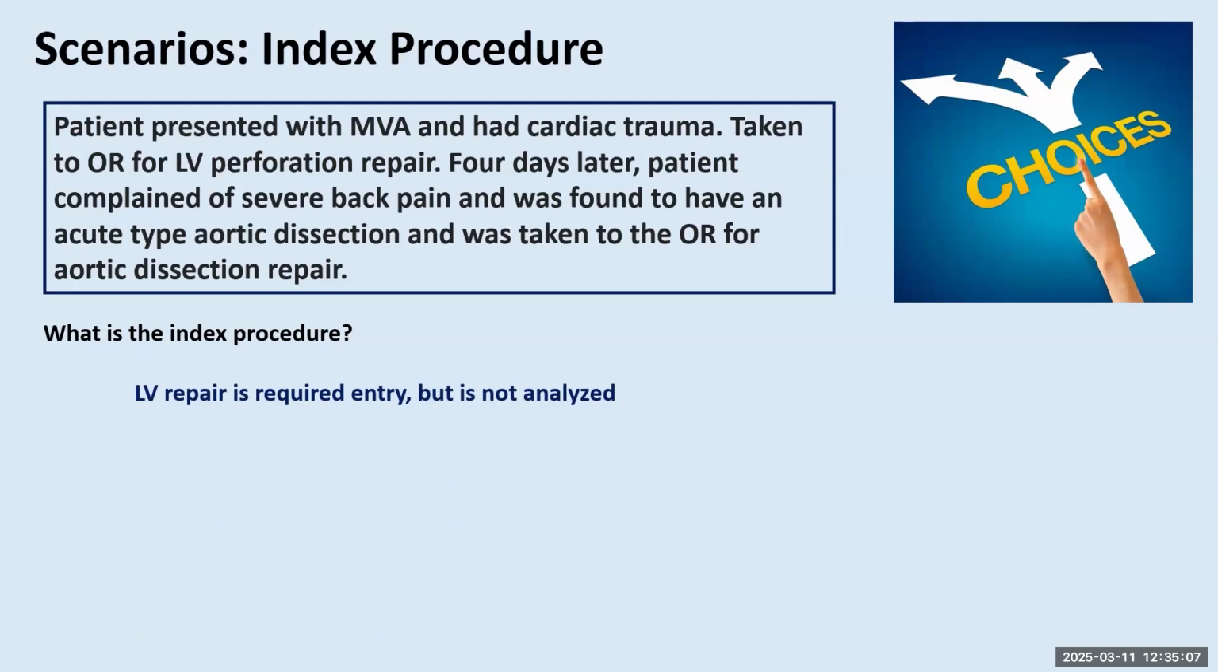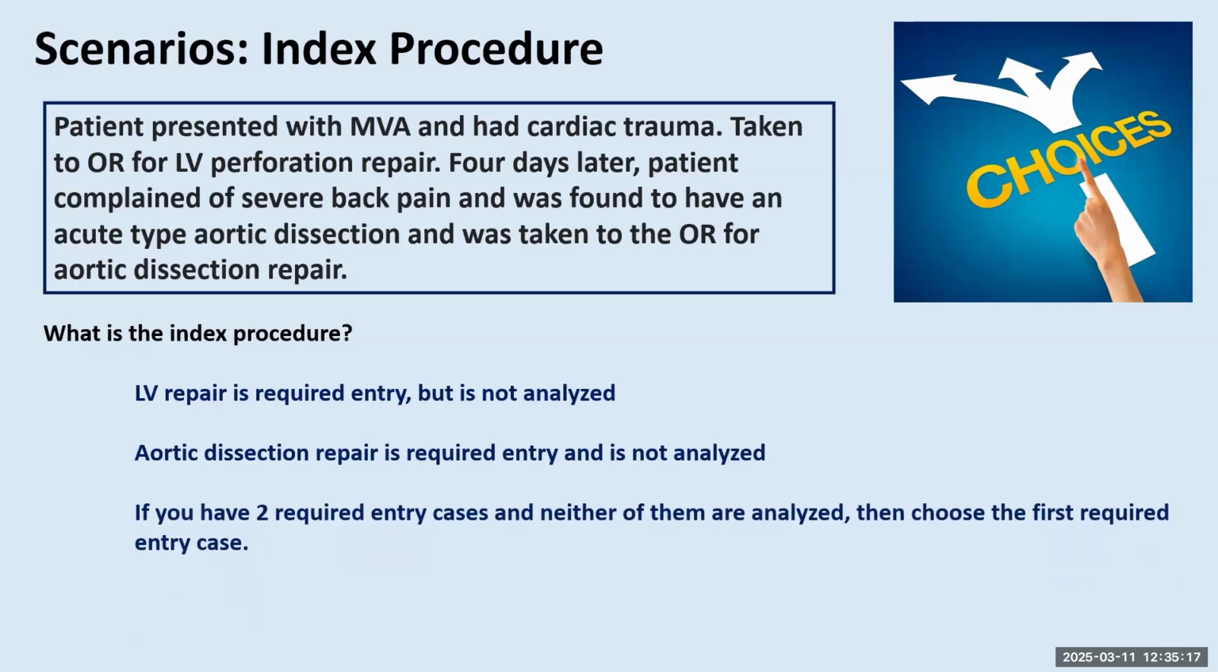So your LV repairs require an entry, but it's not analyzed. Your aortic dissection is required entry, but it's not analyzed. So remember, I think this was like principle number 3. If you have 2 required entry cases, neither of them are analyzed, then choose the first required entry case. So in this scenario, your LV repair, which occurred first, would be your index procedure.